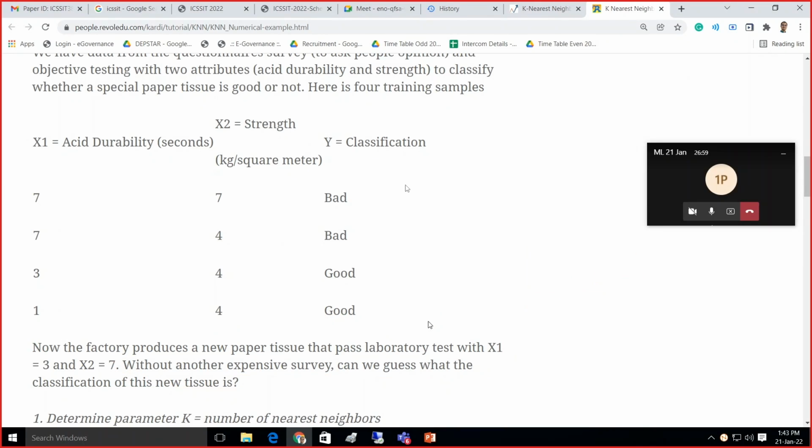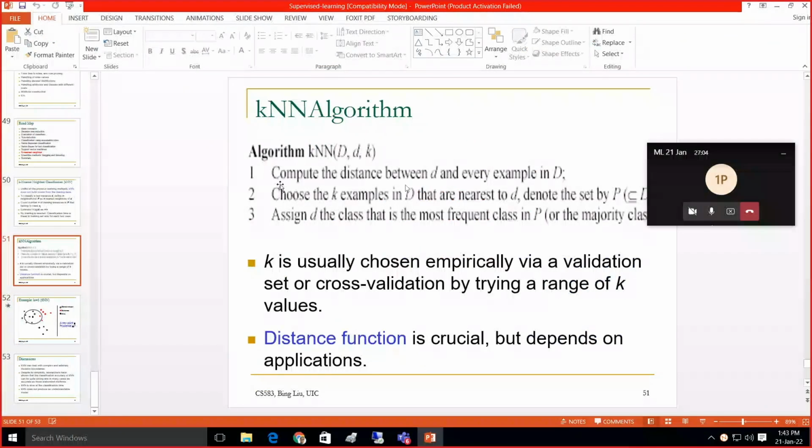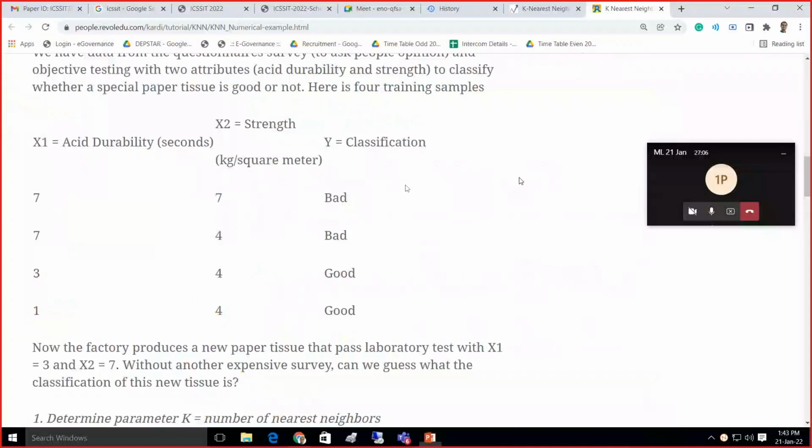We'll apply the same steps we already went through in the PPT. The first step is to calculate the distance from the unknown sample to every example. Here the unknown sample is 3 and 7, right? First of all, we need to calculate the distance, and you can use the Euclidean distance. For the first one, with 7 and 7: under root of (3 minus 7) whole square plus (7 minus 7) whole square, right?